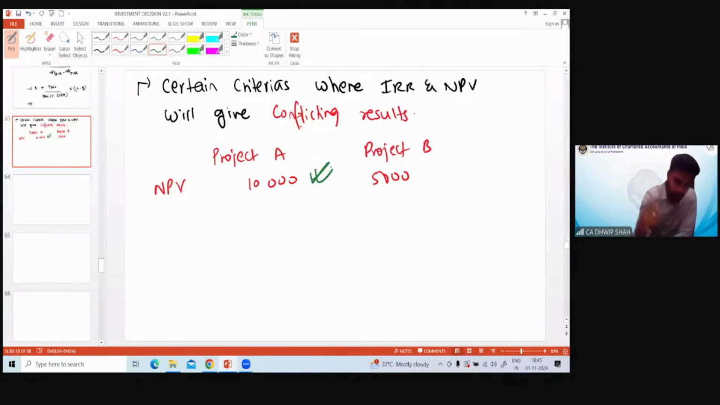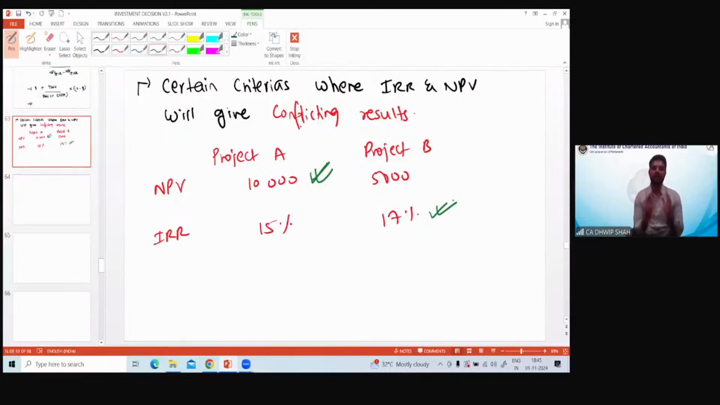But on the contrary, the IRR of Project A is, let's say, 15% and of Project B is 17%. So as per the IRR technique, Project B is selected. So can I say NPV and IRR are giving conflicting results? Yes or no? Are you understanding this? So what are the different situations where such conflicting results arise that we need to learn now?